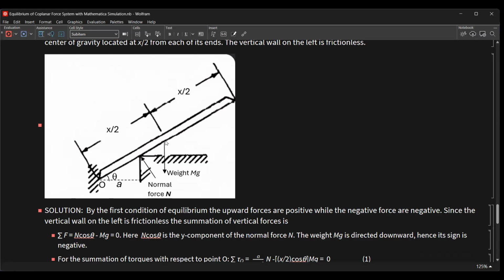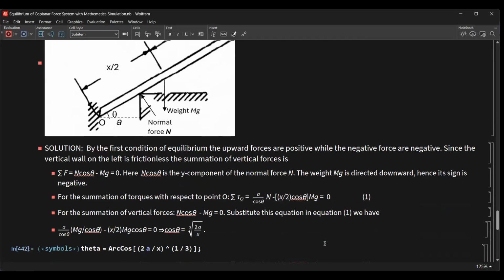So the mg is negative, directed downward. Here n cosine of the angle is the y component of the normal force n. The weight mg is directed downward, hence its sign is negative.